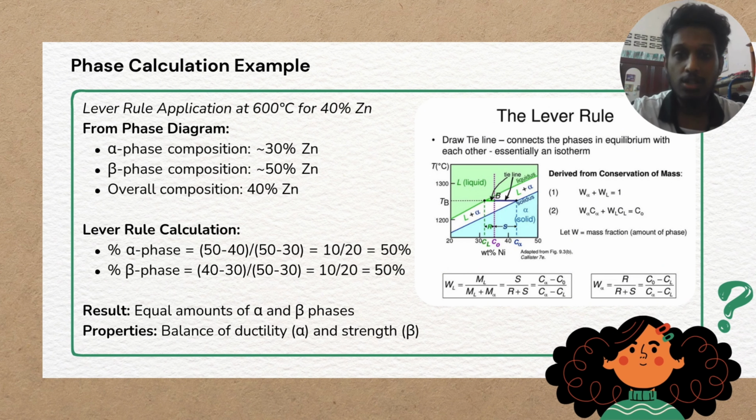By applying the lever rule, we can calculate that the alpha phase is about 50%, and the beta phase is also about 50%. This means the alloy has equal amounts of both phases. In terms of properties, this gives us a balance between ductility from the alpha phase and strength from the beta phase, which is very useful in many applications of brass.